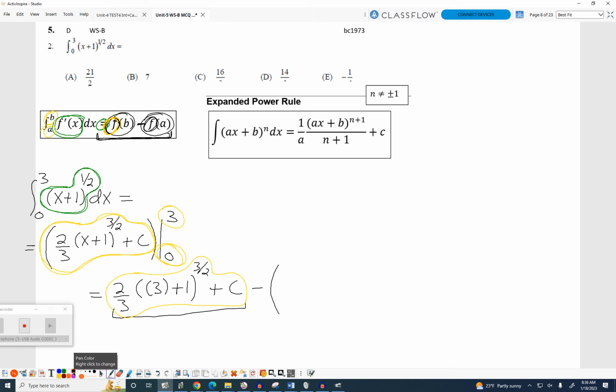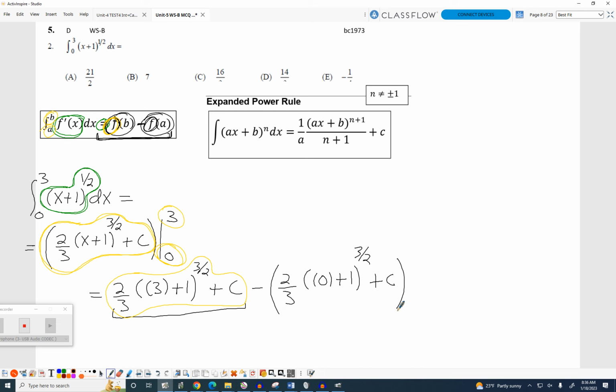2/3, and then in parentheses next to it, 0 plus 1. To the power of 0. No, 3/2. Does that make sense? 2 points for Chris. Questions? Please. Actually, I'll ask him. Very good. Anybody else? Awesome.